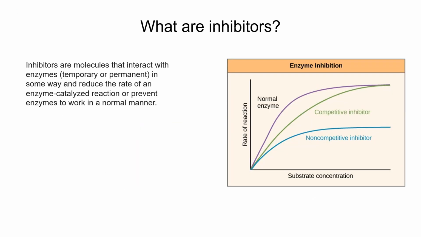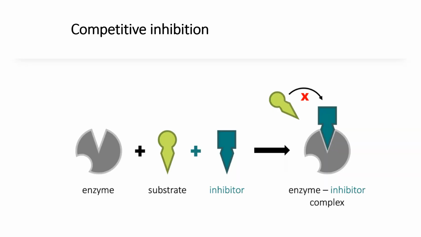Inhibitors are chemical substances that can bind to an enzyme and reduce its activity. Inhibitors can be formed from within the cell or can be introduced from the external environment. In this video, we are going to talk about two types of inhibitors, namely competitive and non-competitive inhibitors. Competitive inhibitors have a similar shape to the substrate. They are going to compete with the substrate to bind to the active site of the enzyme.